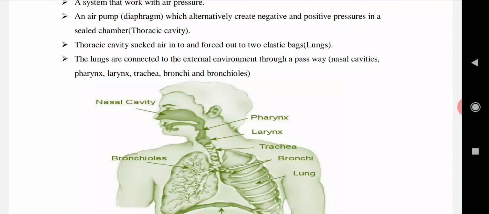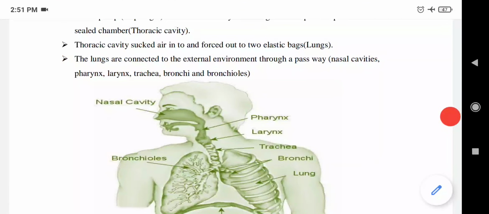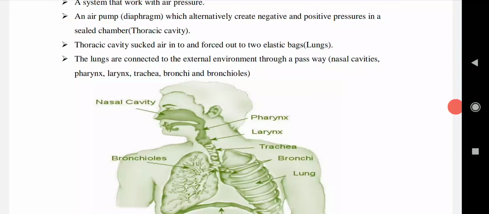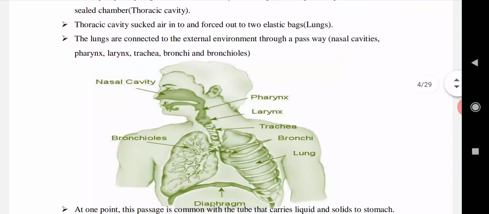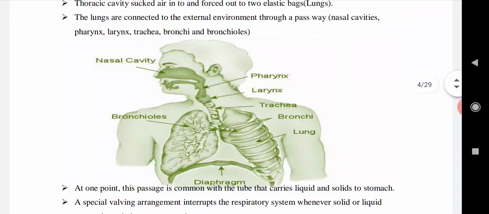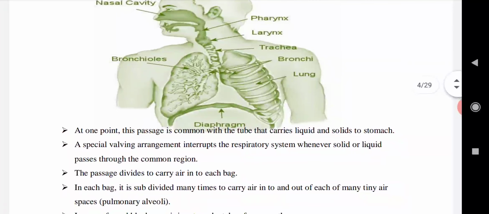The thoracic cavity sucks air into and forces it out of two elastic bags, which are called lungs. The lungs are connected to the external environment through a passageway, starting with the nasal cavity, as we inhale and exhale. The passage consists of the nasal cavity, pharynx, larynx, trachea, bronchi and bronchioles. Just note down the main parts of the respiratory system: the diaphragm, bronchiole, lung, bronchi, trachea, larynx, pharynx and nasal cavity.